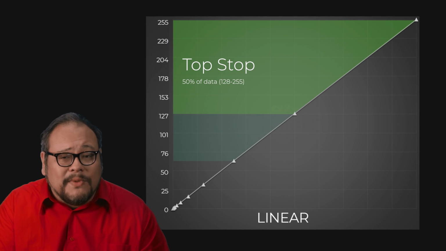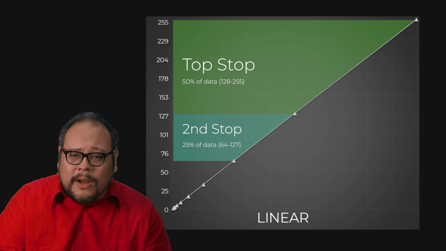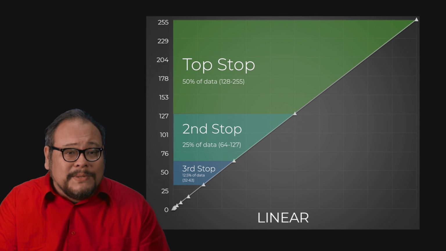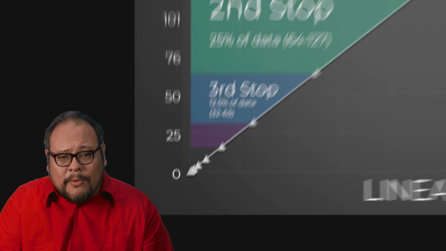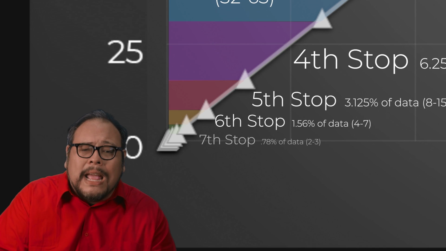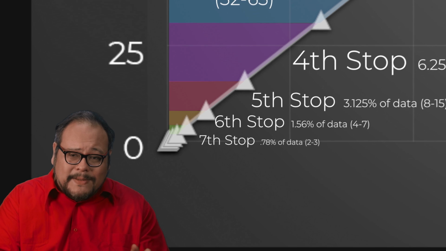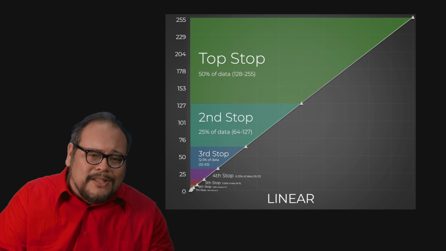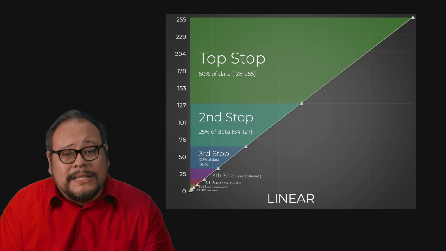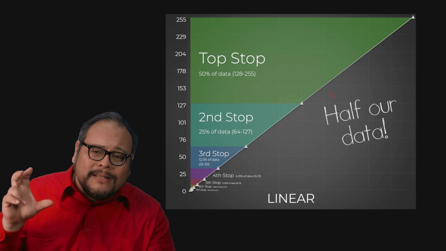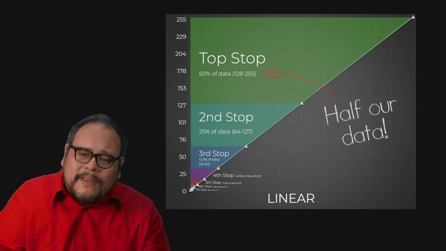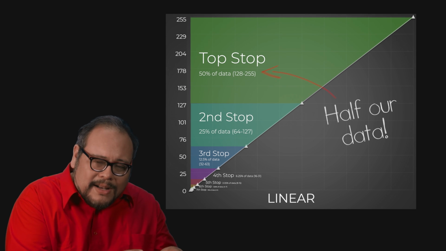The next brightest stop takes up 25%, or values between 64 and 127. The next brightest stop is defined by only 12.5%, or values between 32 and 63. The next stop only values between 16 and 31. The next 8 through 15. The next 4 through 7, then 2 to 3, and we're done. That's 8 stops of dynamic range, but if we count those last 2, but man, there's not much information down there. But look at how the information is distributed. That top stop hogs half of our data. If you remember back to our psychophysics discussion, our vision actually is more sensitive in the low intensity than the high intensity.